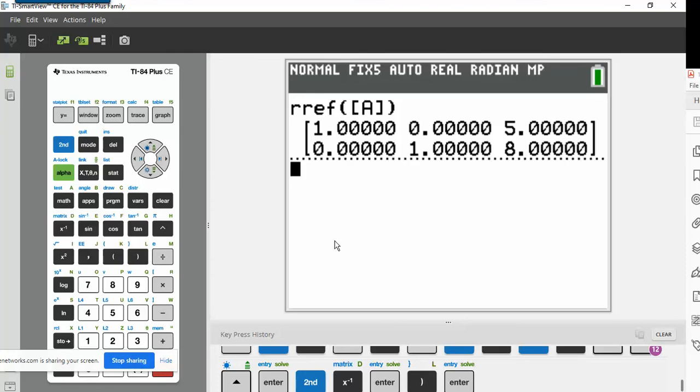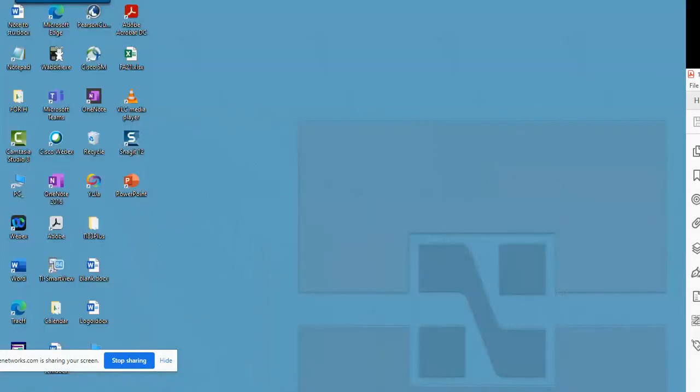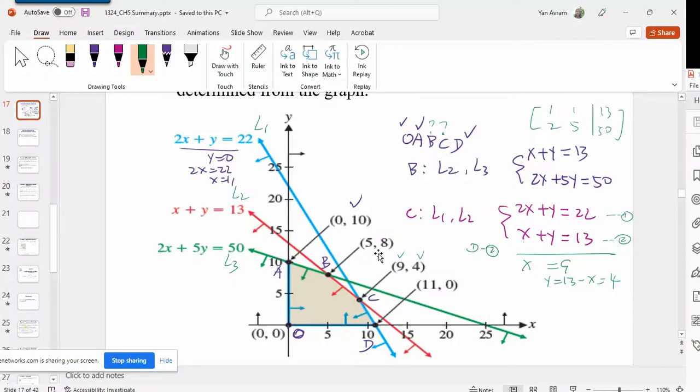Okay, so I have 1x plus 0y equal to 5, 0x plus 1y equal to 8. So basically this is telling you the solution x is 5, y is 8. Okay, so that is our solution right here. X is 5, y is 8 in here. So that is using the matrix to solve this one for the corner point.